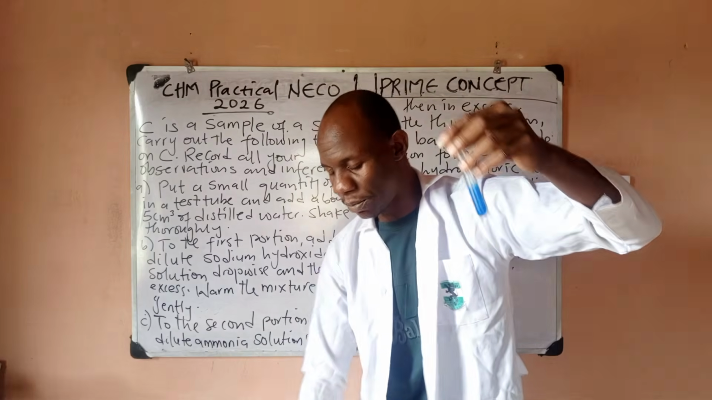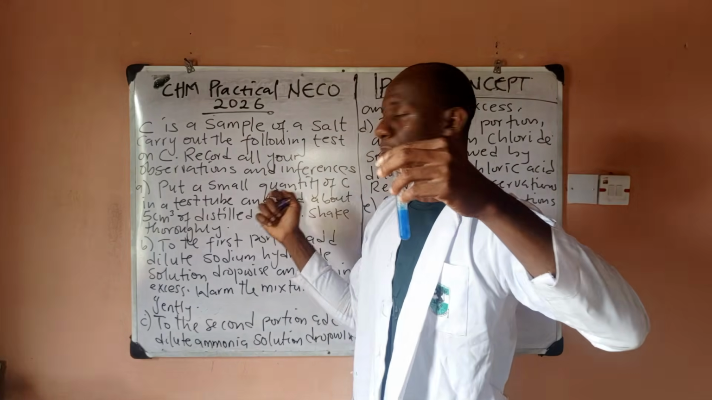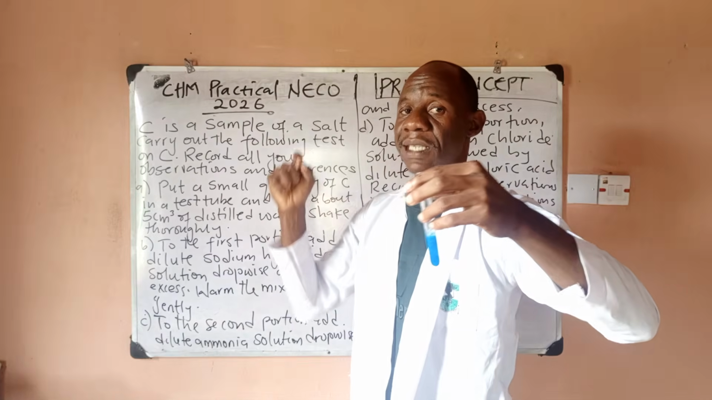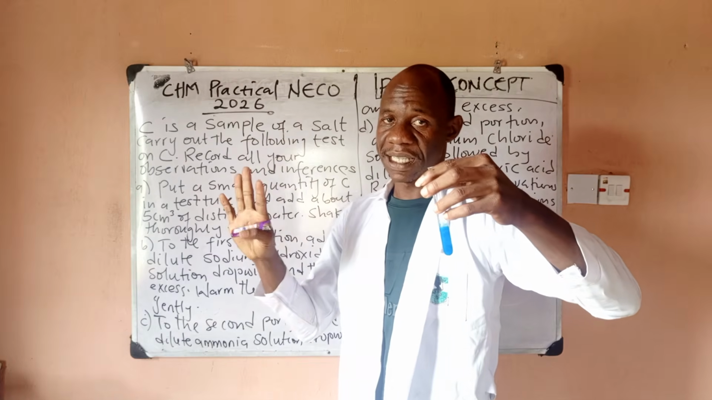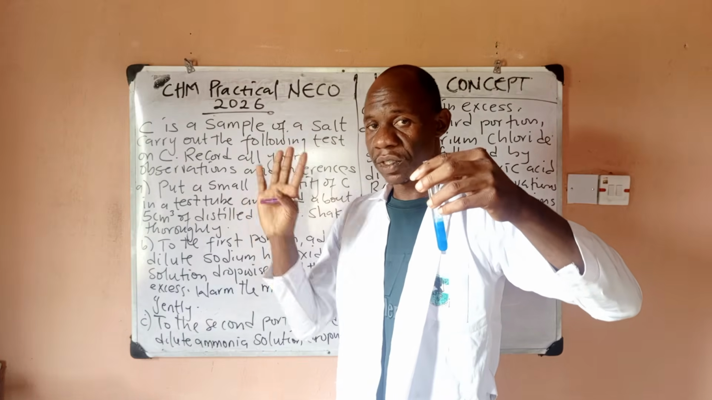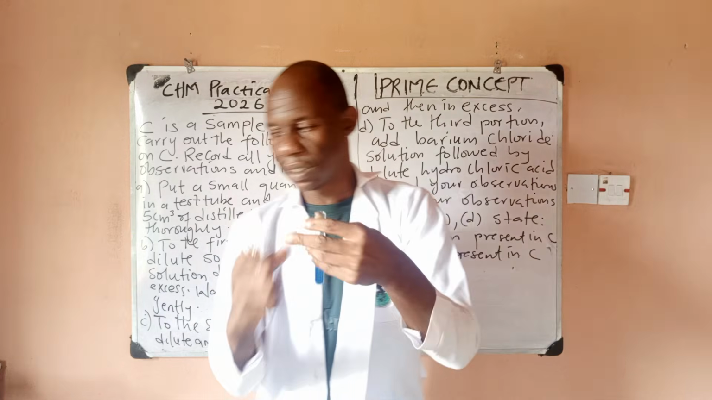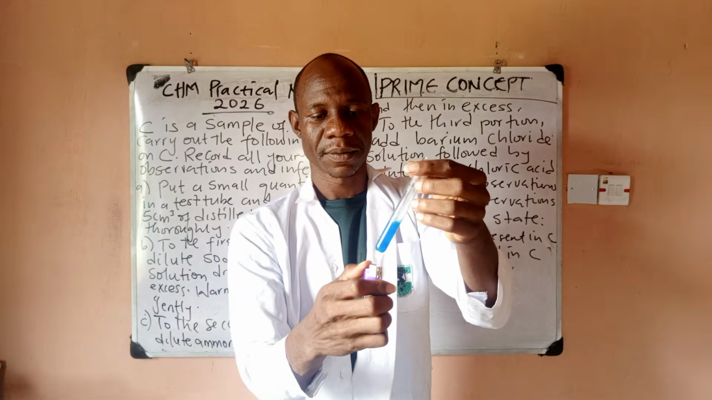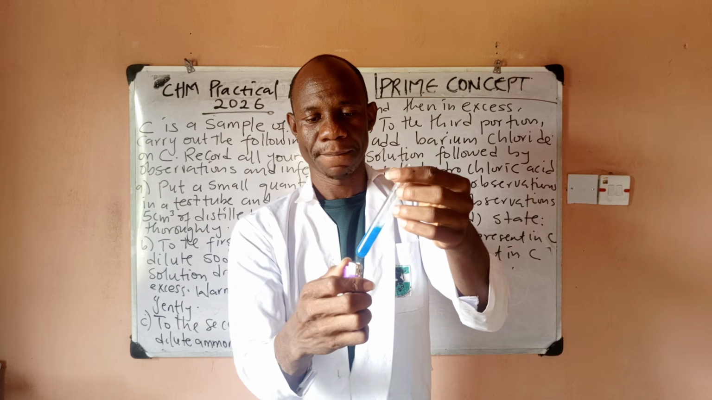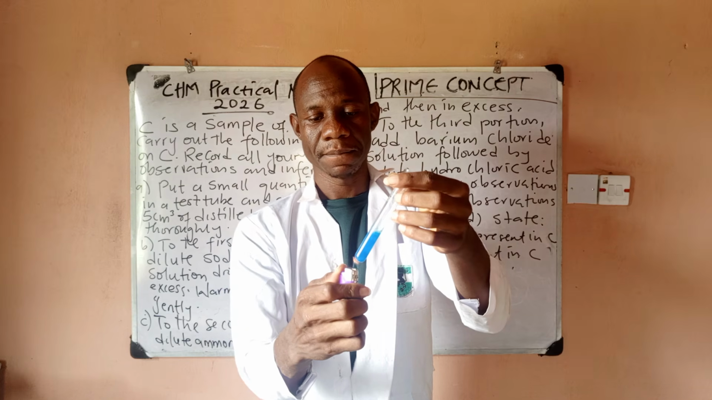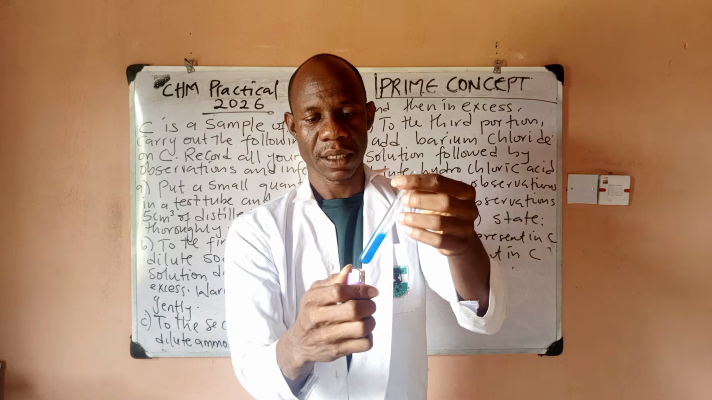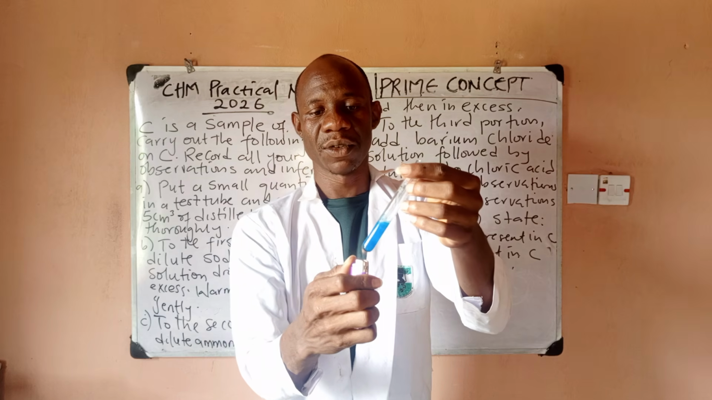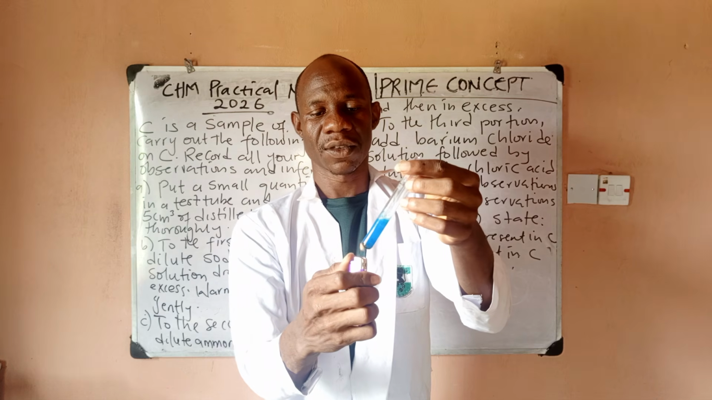So let us see. They now say we should warm it. So what it already means from your inference is that copper is present, right? Copper is present. Now let us heat and see what happens, the outcome. I'm going to use my lighter to heat. Let's just give it some time because I'm using a low heating source.